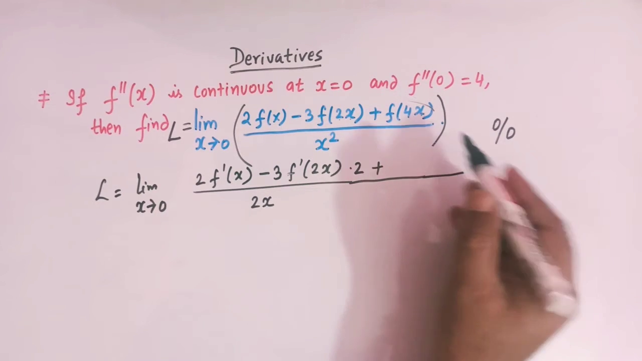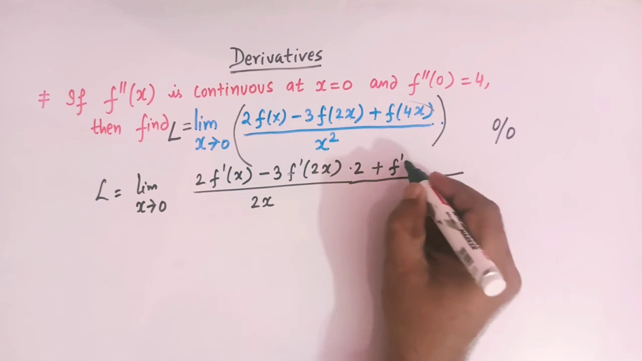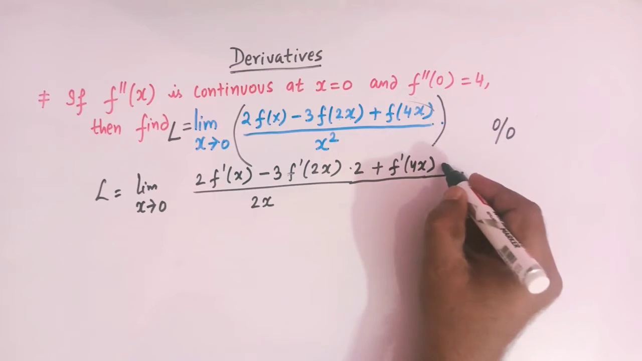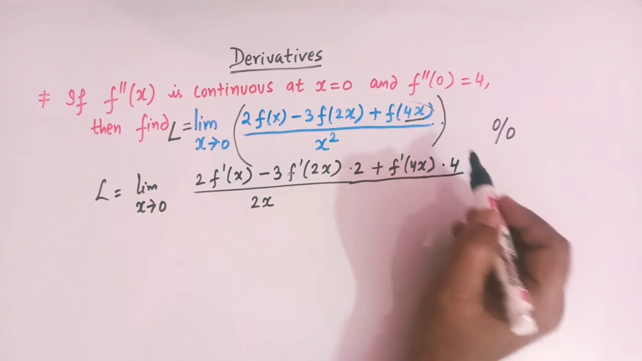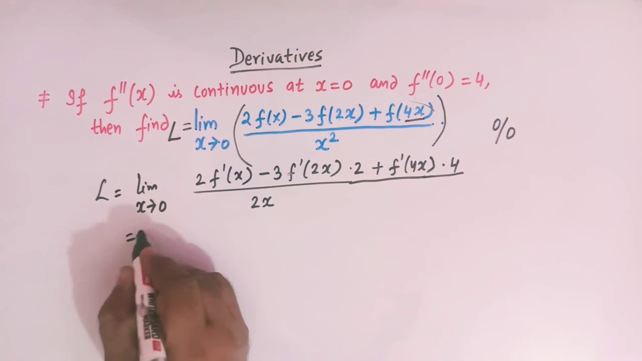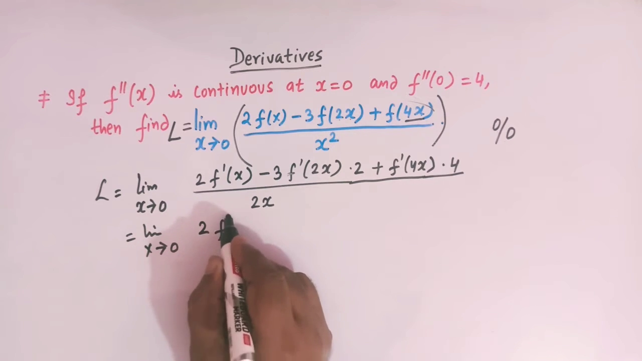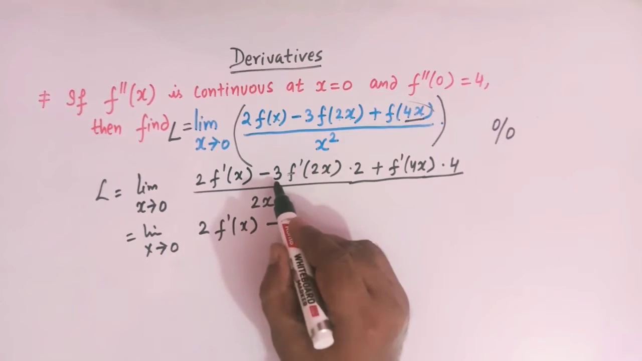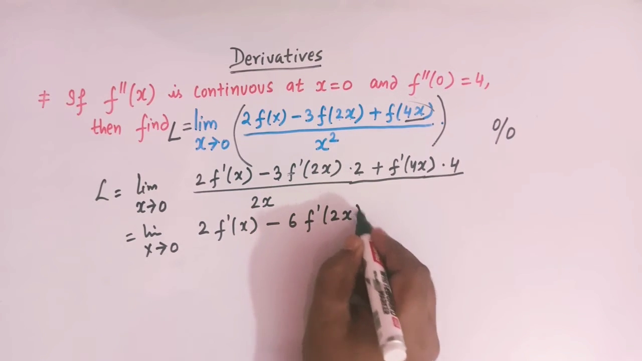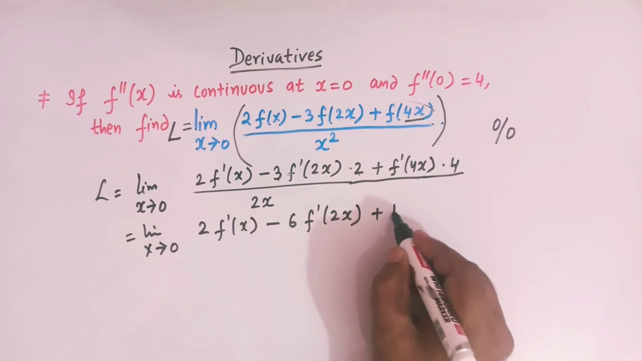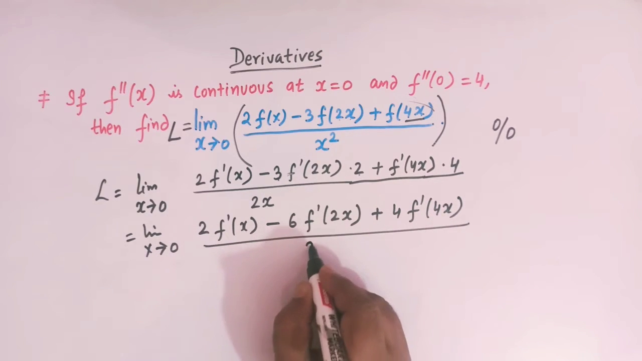And here we have f of 4x, the derivative of f of 4x is f prime of 4x, and then by chain rule the derivative of 4x is 4 because the derivative of x is 1, right? So now we can simplify it. So we have limit x tends to 0, we have 2 times f prime of x minus, this is 3 times 2, that is 6 f prime of 2x. Then we have here 4 times f prime of 4x divided by 2x, right?